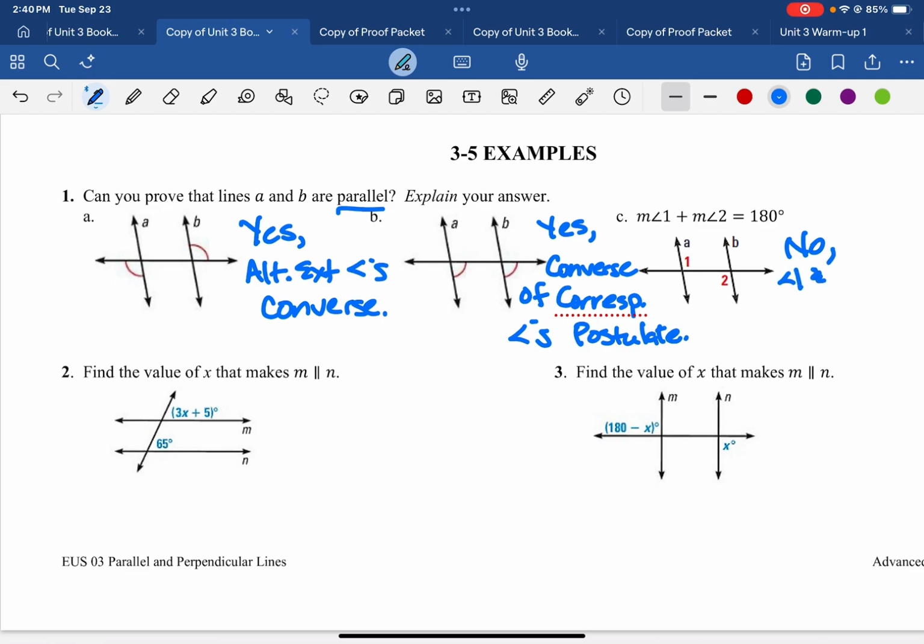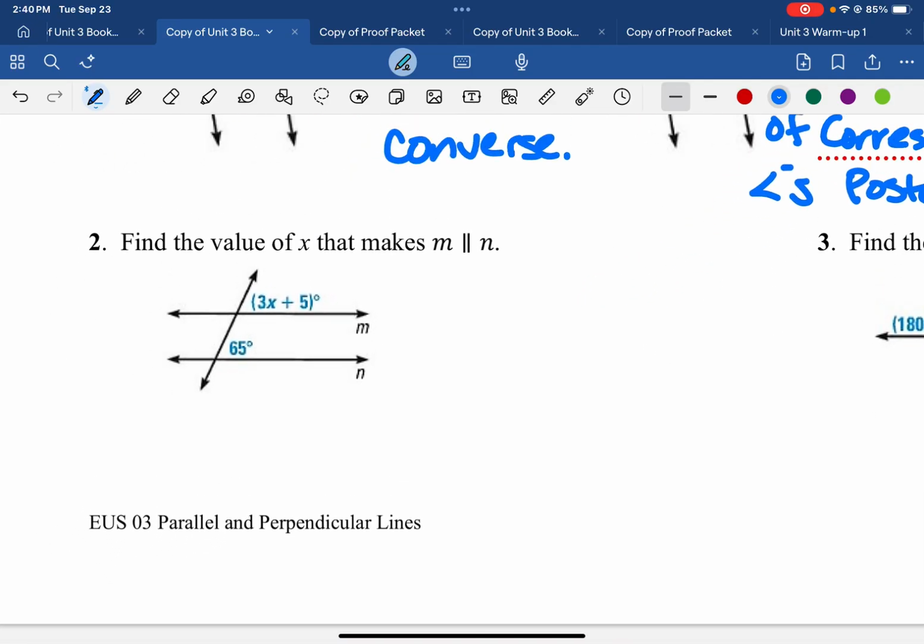Angle 1 and angle 2 need to be congruent for the lines to be parallel. All right, let's look at number 2 down here. This time we're doing some algebra, so find the value of x that makes line M parallel to line N. So we're going to look at these two angles. What kind of angles are these?